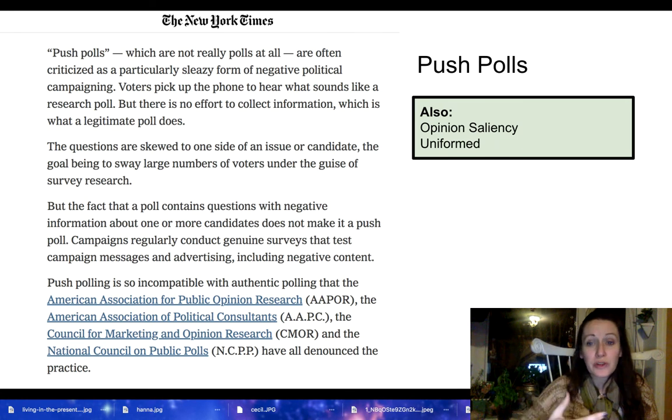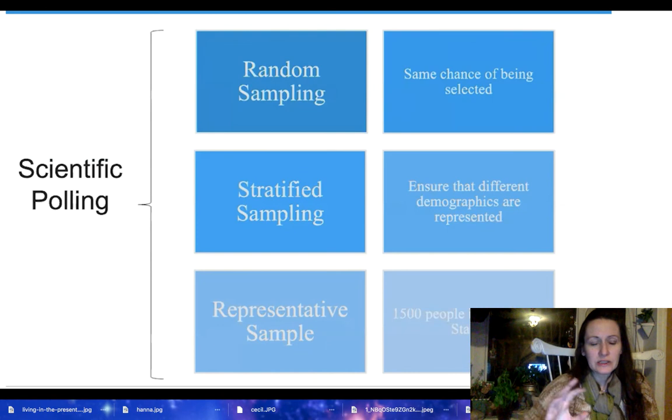Okay, two other issues is opinion saliency. If you're so set on one or poll results that you're sort of skewed on all the other results because you're so focused on one issue, or maybe you're just uninformed of an issue, right? You're answering a question on Iraq, but you haven't really been following the news on the war in Iraq. That doesn't make the poll then accurate. Okay, so then it talks about different types of scientific polling. Go through that again if you haven't. It's pretty self-explanatory: what a random sample is versus stratified sample versus a representative sample.